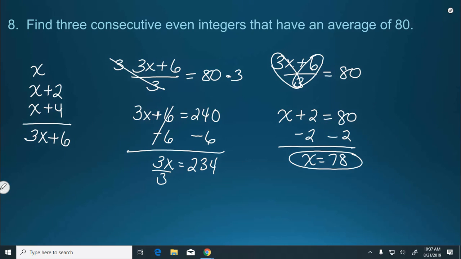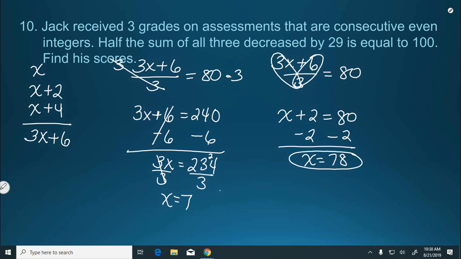Let's make sure. Divide by 3, divide by 3. x equals, well, 3 goes into 23 7 times. That gives me 21. So I have 2 left over. And 3 goes into 24 8 times. So my solutions are the same. x equals 78. You can do it either way. Okay, so now that's my first number. So the 3 numbers that have an average of 80 would be 78, 80, and 82. Done.